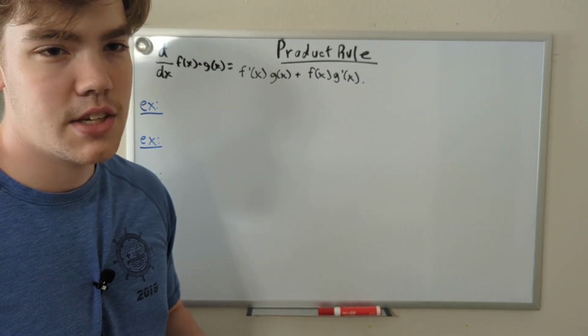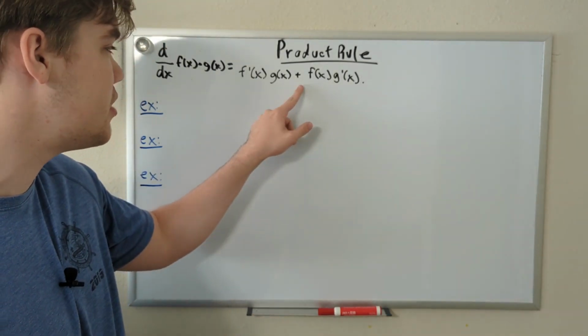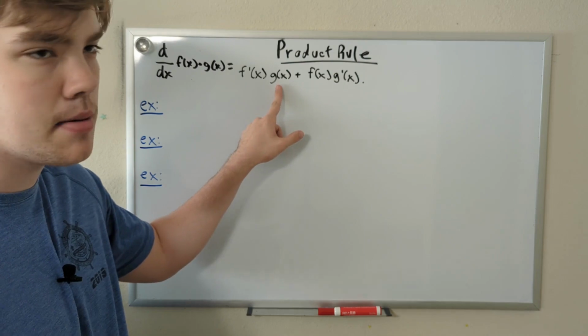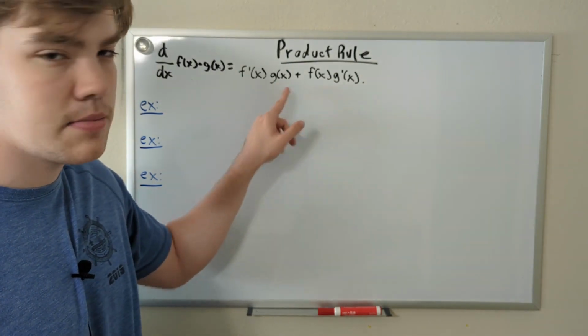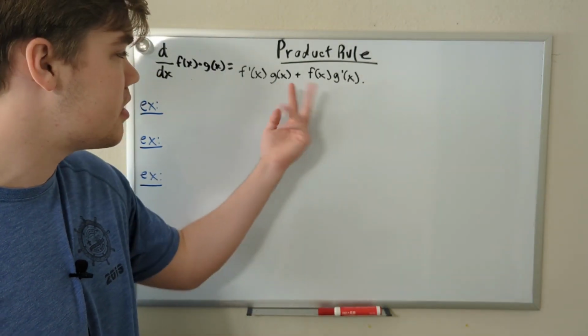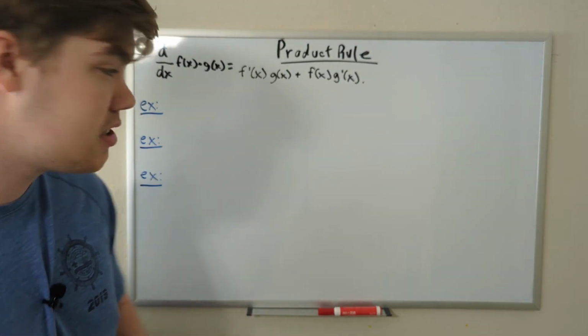It takes a little practice getting used to, but fortunately we have this addition sign, so if you accidentally multiply f of x times g prime of x here instead of f prime of x times g of x, it doesn't really matter because you can flip them and it doesn't change anything. Anyways, let's do the examples now.